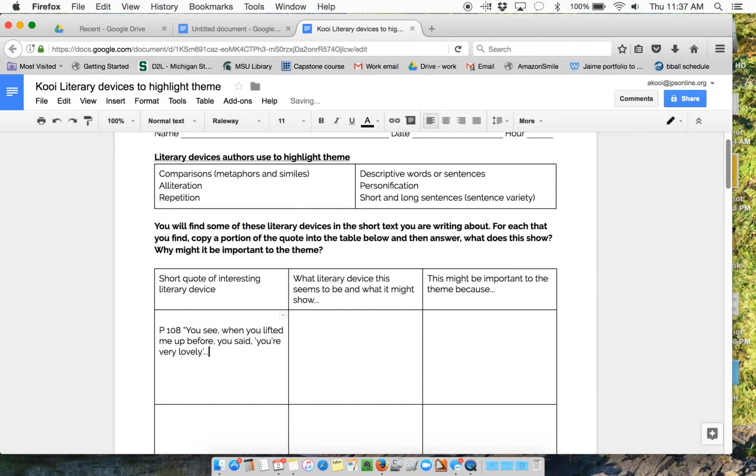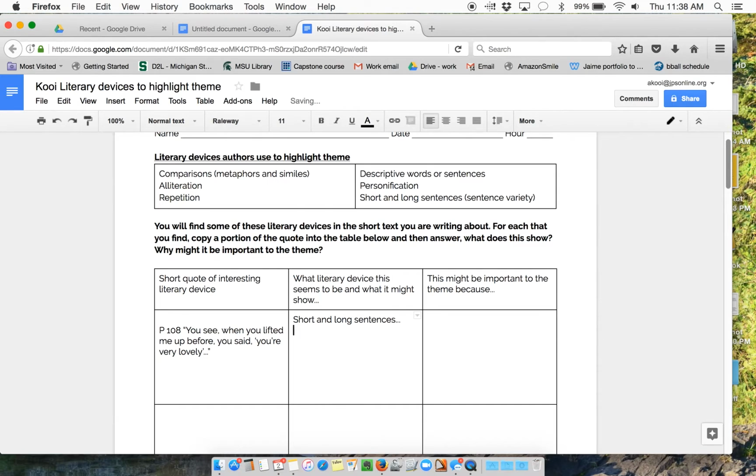Now, I'm not going to copy the whole phrase here, which is actually like a whole paragraph long. I'm just putting enough that I can remember that spot in the text and come back to it if I want to write longer about it or if I want to put it as a direct quote in my literary essay. Now I'm going to come to the middle column and say what literary device this seems to be and what it might show. And so I thought this was short and long sentences.